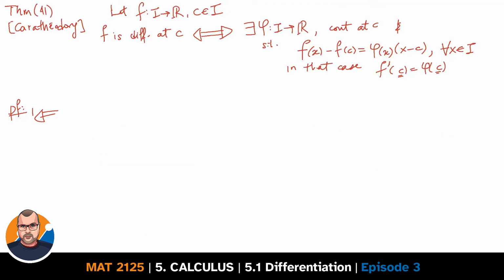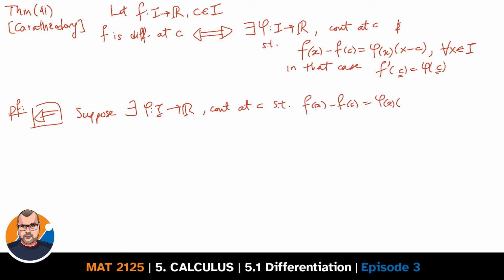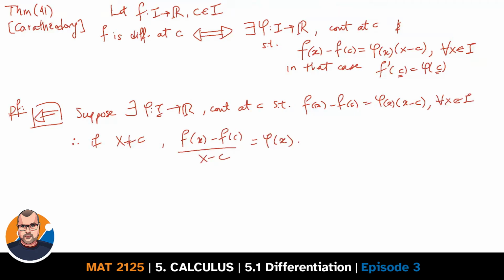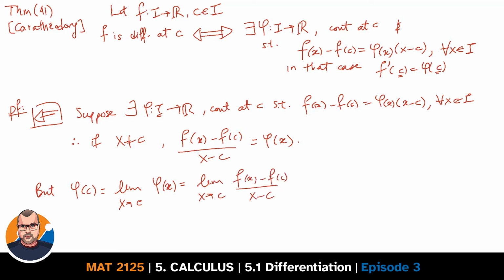Now what about the other direction? So we assume that there is a function phi from I to R, continuous at c, such that f at x minus f at c is equal to phi at x times x minus c for every x in I. Then, if x is not equal to c, we can rewrite the expression here as follows. But it turns out that by continuity of the function phi at c, we can also write phi at c as the limit when x goes to c of phi at x. When we compute the limit, x is not equal to c, so we find ourselves in this situation. This is the limit when x goes to c of the differential quotient.